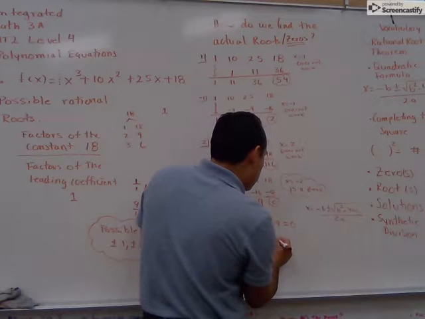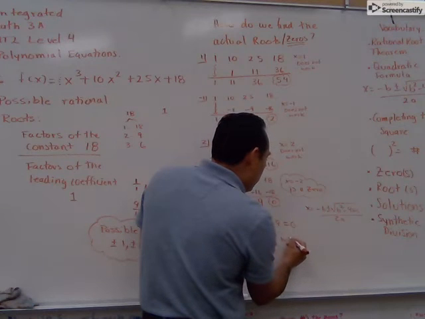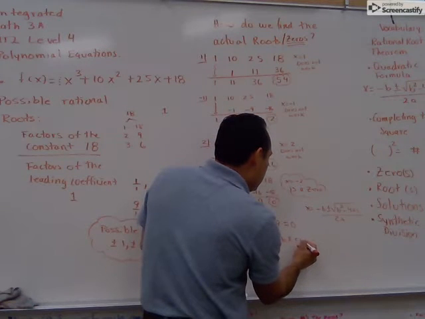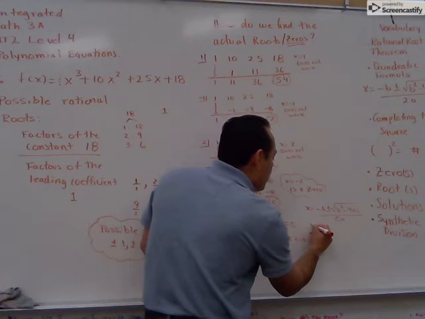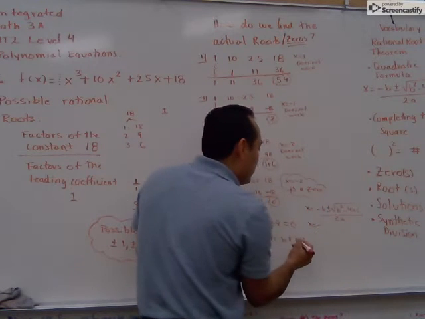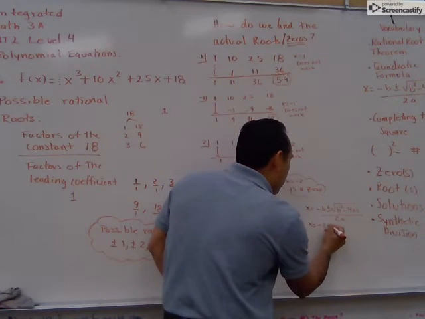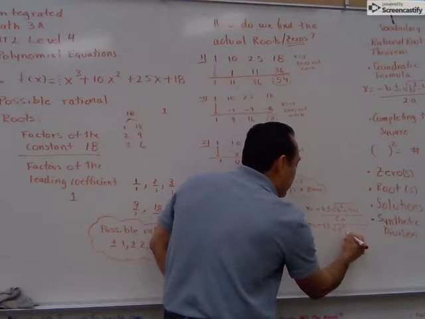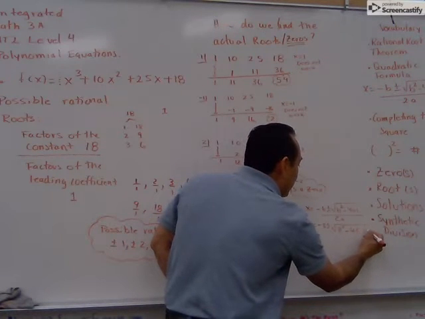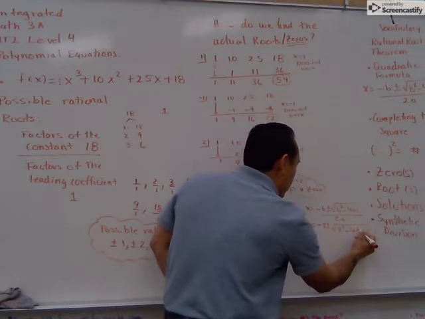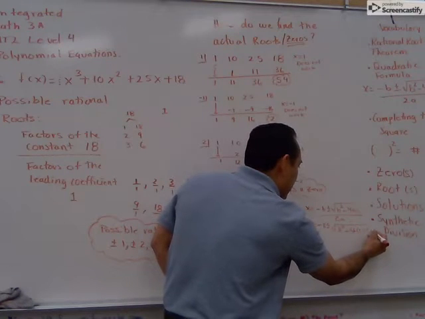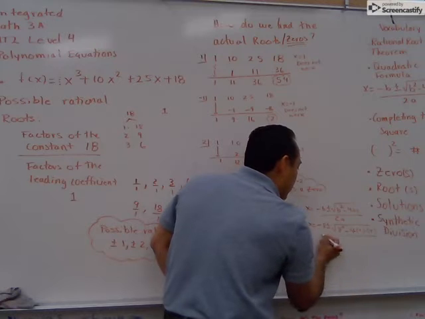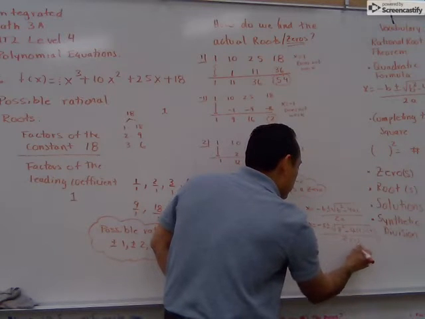A is the number in front of x squared. B is the coefficient of the linear term, which is 8, and C is the constant 9. If I replace them in here, then I should be able to get my answer. That's -8 plus or minus 8 to the second power, because that's B, minus 4 times A times C. So A right now is 1, C is 9. Divide all of this by 2 times A, which is 1.